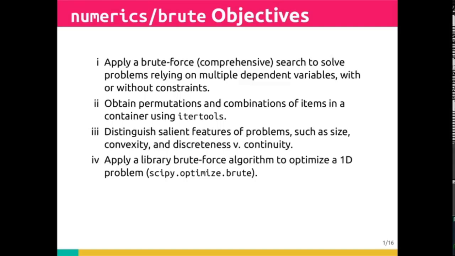This time we're going to look at applying a brute force or comprehensive search to solve problems relying on multiple dependent variables with or without constraints. We're going to look at some of the other features that are available in the library called itertools, or iterator tools, things for use with for loops. We're going to talk about some of the things that distinguish the kinds of problems that we solve when optimizing. And then we're going to look at a library brute force algorithm, scipy.optimize.brute.